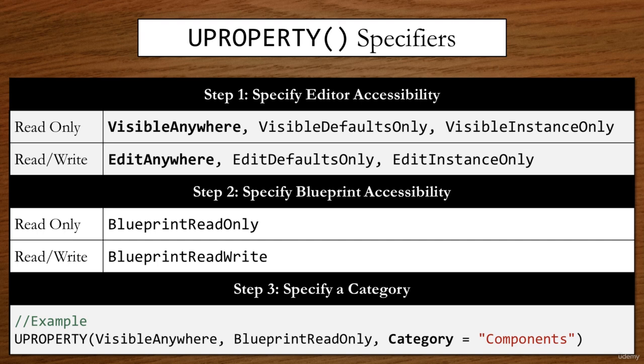One way to think about this with the blueprint accessibility, we have the blueprint prefix. That blueprint prefix refers to the blueprint visual scripting, or in other words, the usage of those members or properties in blueprint logic. So if we want to specify the blueprint accessibility, we begin with blueprint, and then we specify, okay, we want that to be read-only, or we want that to be read-write. Okay, so that is one way of remembering that.